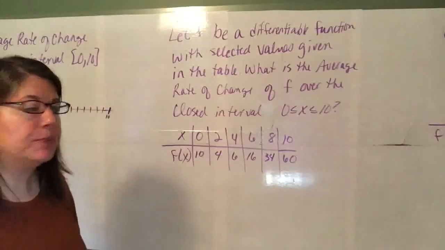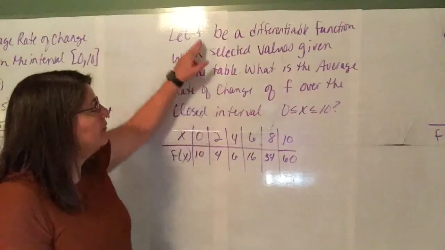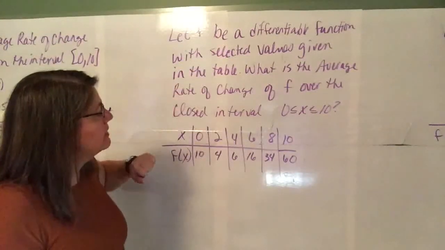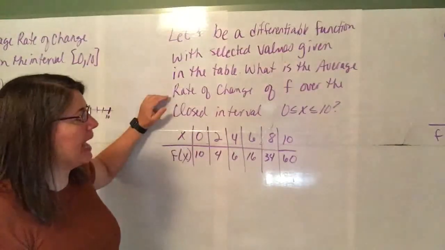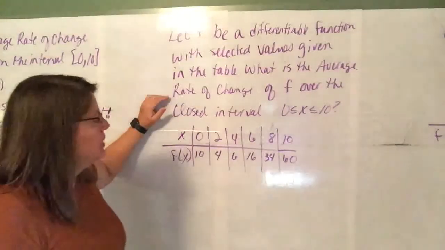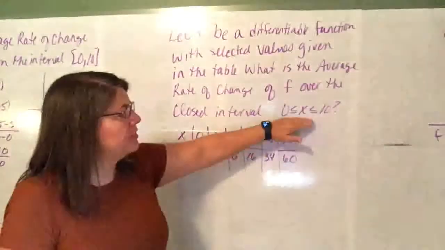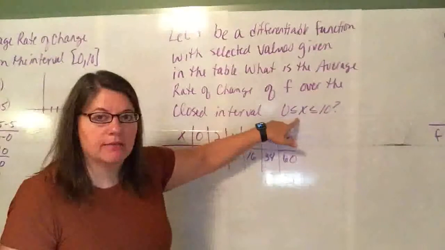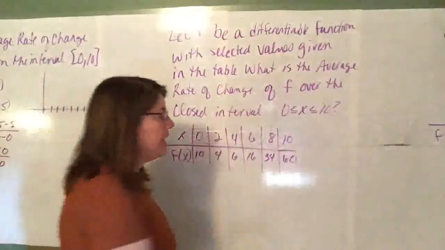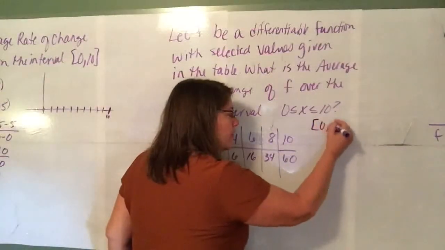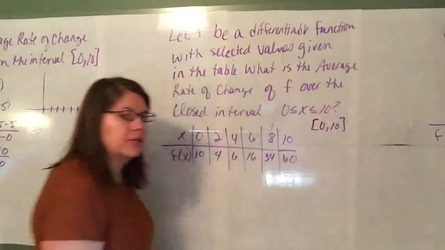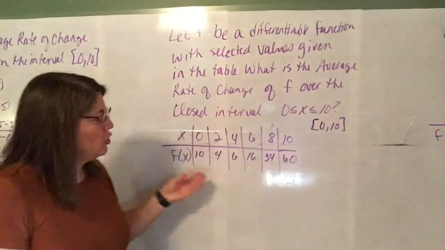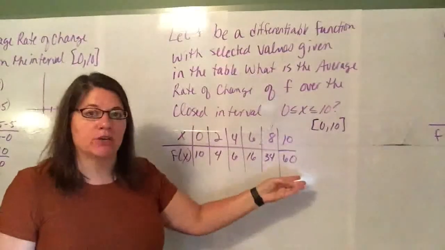Here's problem number 2. It says, let f be a differentiable function with selected values given in the table. What is the average rate of change of f over the closed interval from 0 to 10? It's closed here because of the less than or equal to signs, okay? So that means the same thing as what we had in the last problem, 0 to 10. In this one, instead of giving you the function f, they've given you some ordered pairs within that function, okay?